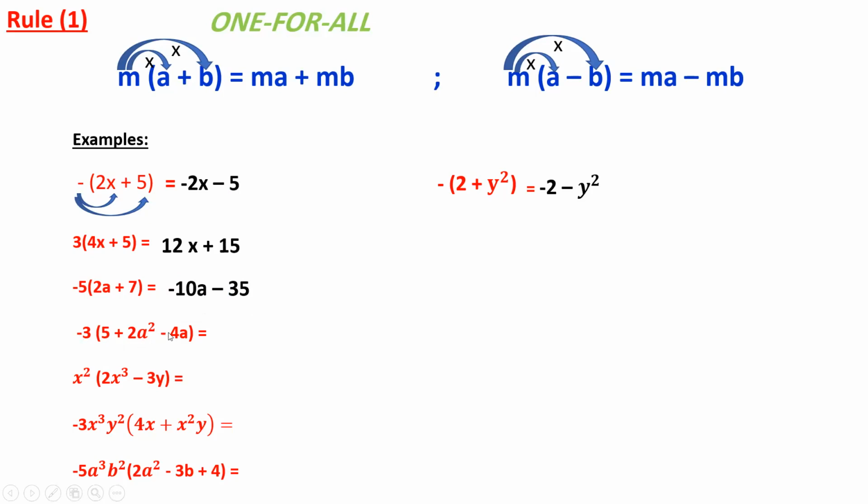Now negative 3 is multiplied by negative 4a. Negative times negative is positive. 3 times 4 is 12, and we keep the variable a. So this is our answer.